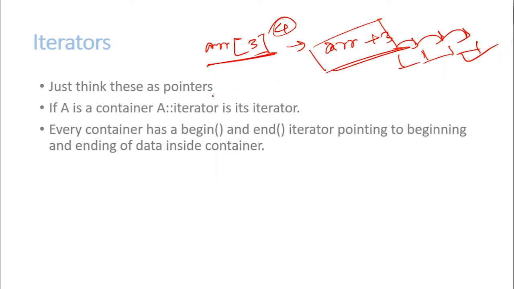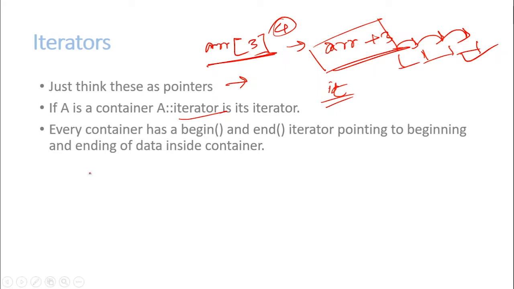They are just giving you a handle to the data inside the container. And to get an iterator from a particular container, you just say the container name, then colon colon, and then the iterator. For vector, you will say vector colon colon iterator, and then you will define an iterator like it, and you will act with that iterator.